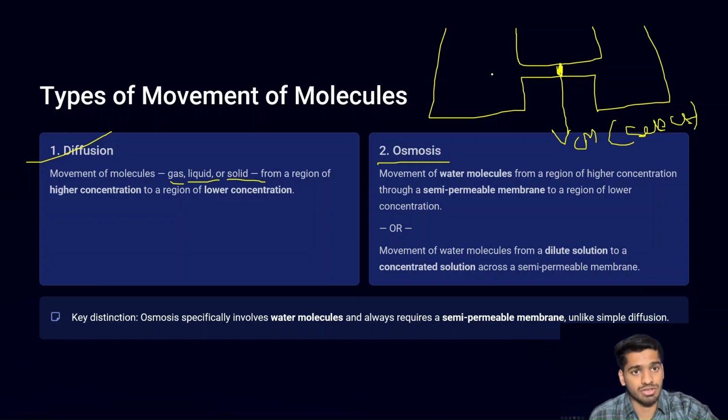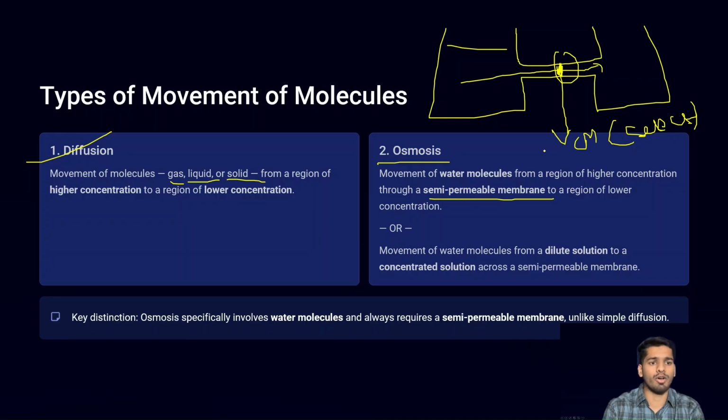Now, what is osmosis? Osmosis is nothing but movement of particularly water. If I'm talking about water molecule movement, then it is known as osmosis. So, movement of water molecules from the region of higher concentration to the region of lower concentration via a semi-permeable membrane. This is known as osmosis. So, I hope osmosis is clear.